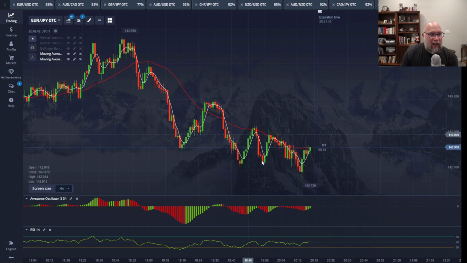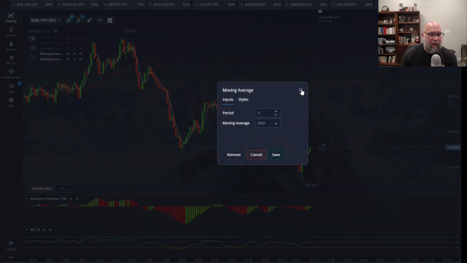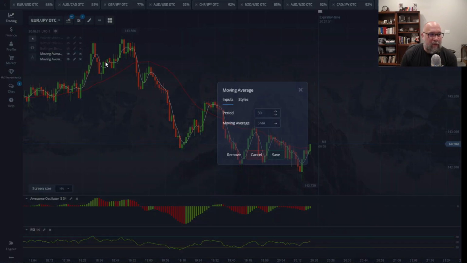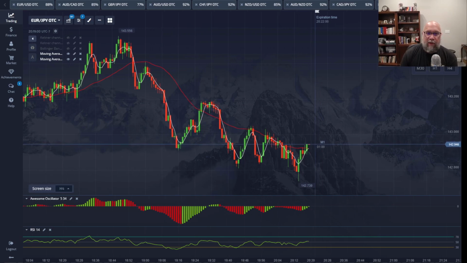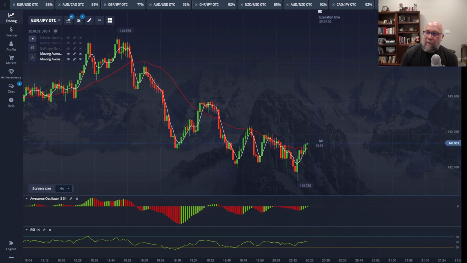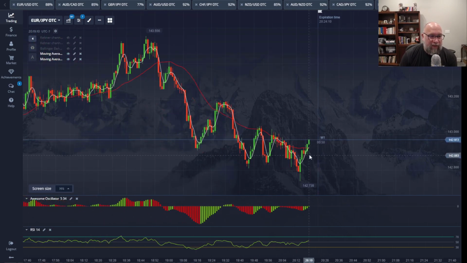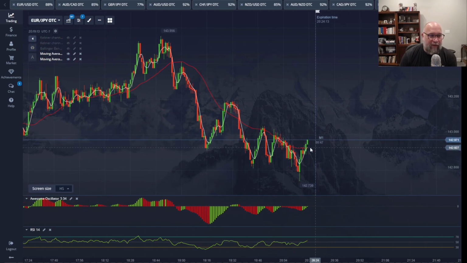So this white line is just a simple moving average with a period of 4. I believe it's this one. And this red line is a simple moving average with a period of 30. And essentially the strategy goes something like this. I put my bet at 1%. You put your time at 5 minutes. This is a 1-minute candle chart. And maybe this one is a little bit too choppy right here for me to actually place.